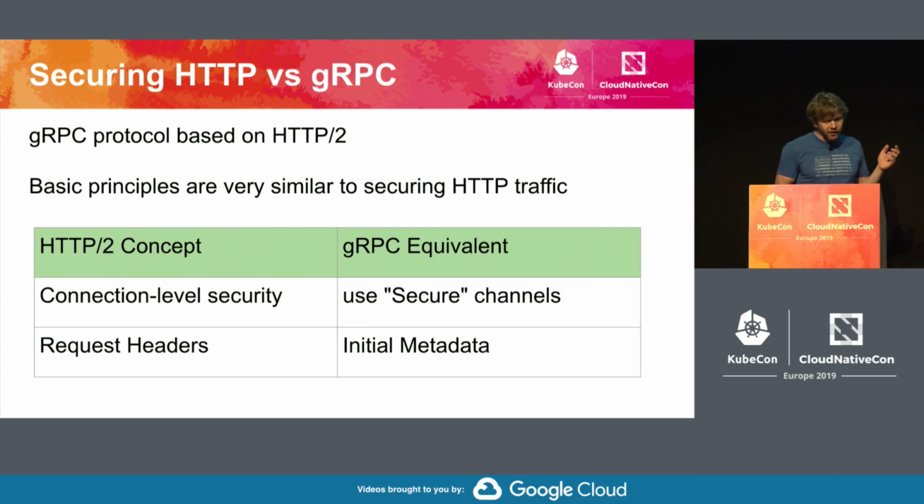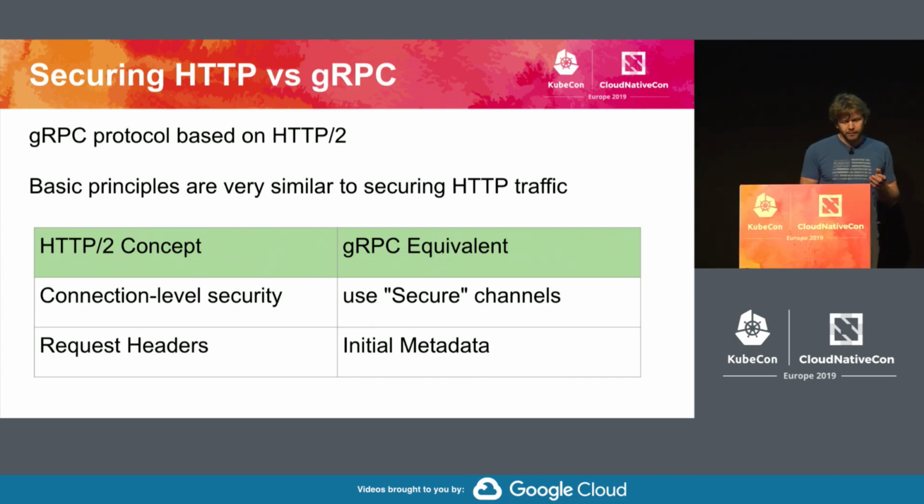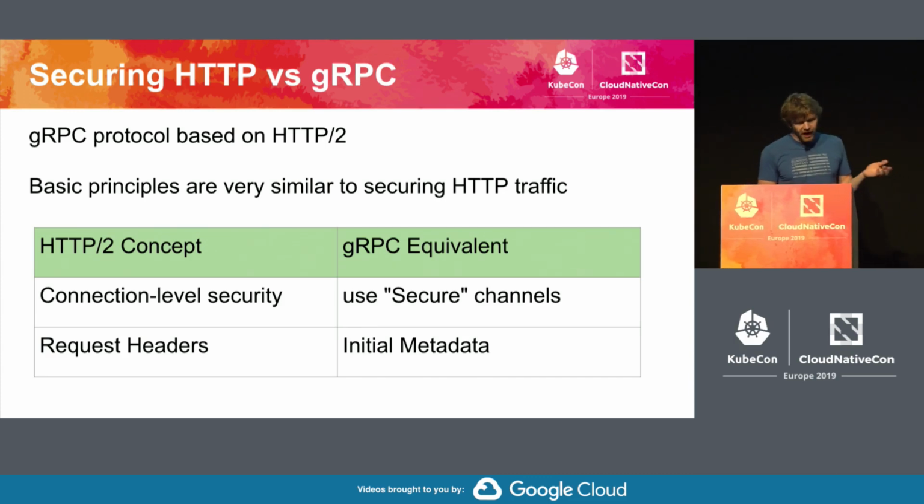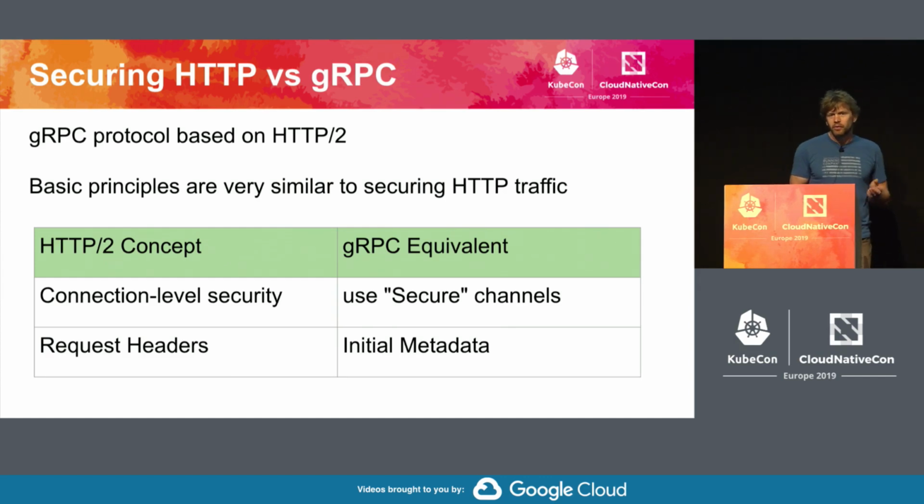HTTP concept. When you're doing connection level security, so basically encrypted connections with HTTP, that corresponds to using so-called secure channels in gRPC. And whenever you're using request headers for authentication, that's going to correspond to something that's called initial metadata. And just as with request headers, the RPC metadata is actually multi-purpose, so it can be used for auth, but it can be used for other things too.